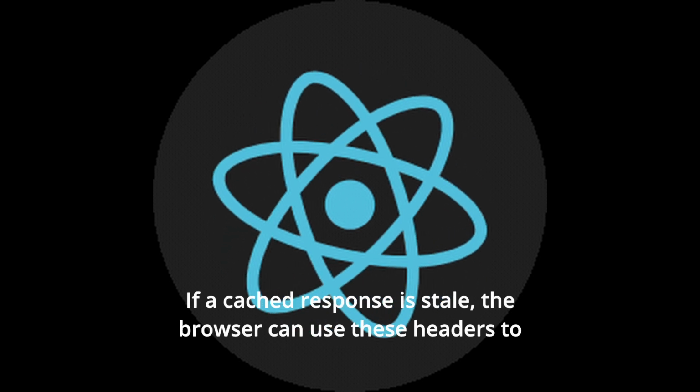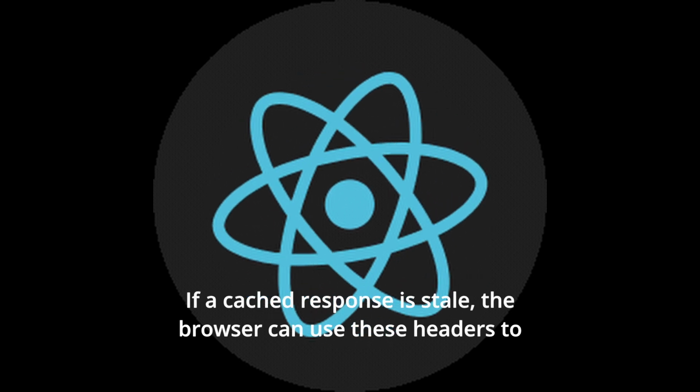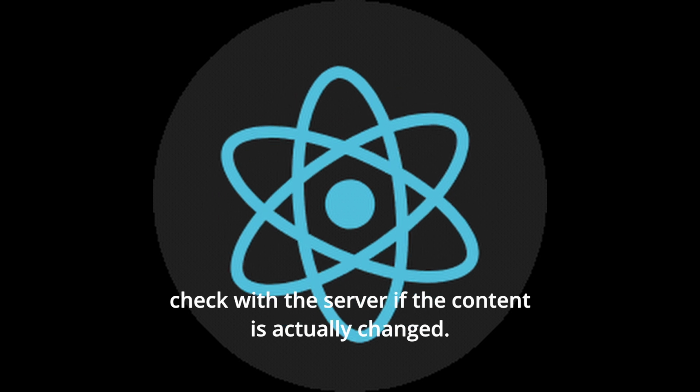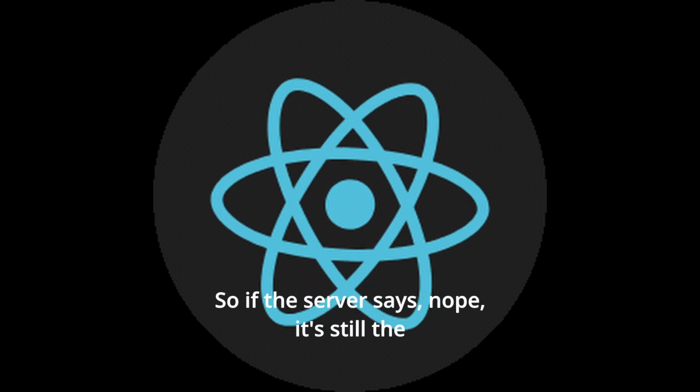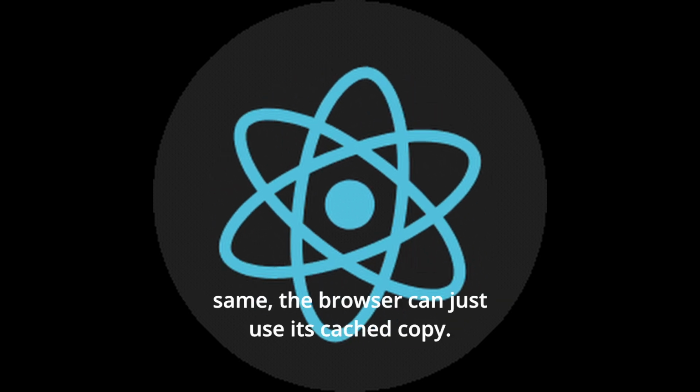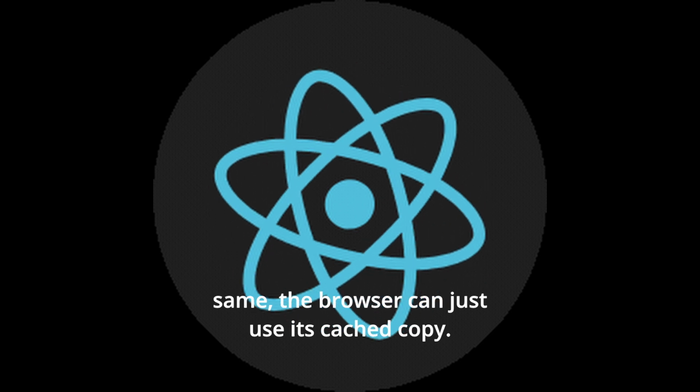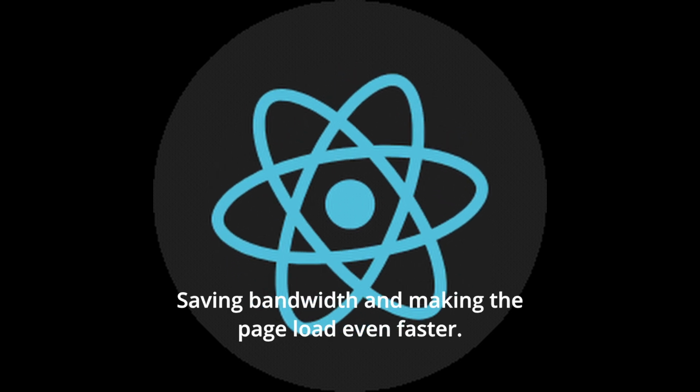If a cached response is stale, the browser can use these headers to check with the server if the content has actually changed. So if the server says, nope, it's still the same, the browser can just use its cached copy. Saving bandwidth and making the page load even faster.